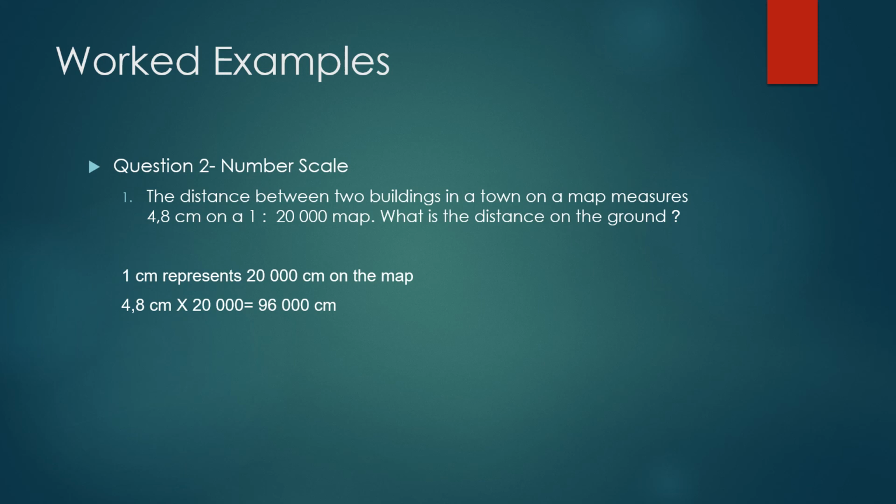We are given a scale and a distance, so we want to know what that distance represents in real life. We know that 1 centimeter on the map represents 20,000 centimeters. If that's the case, we multiply 4.8 with 20,000, which gives us 96,000 centimeters. So 4.8 centimeters on a map represents 96,000 centimeters in real life.